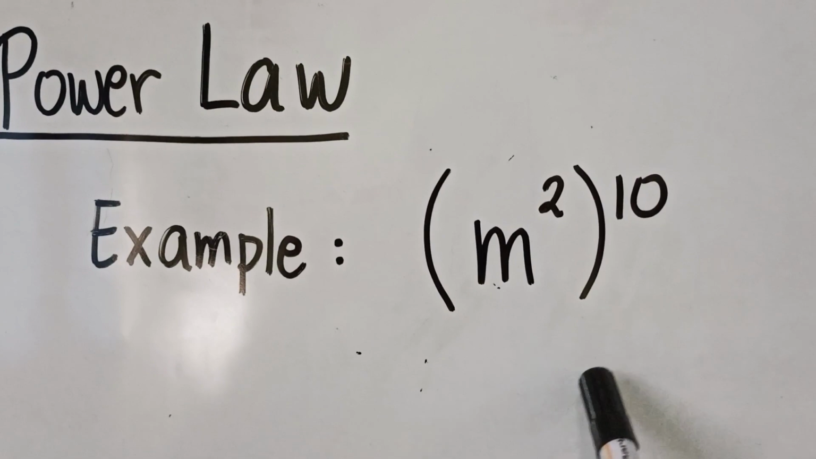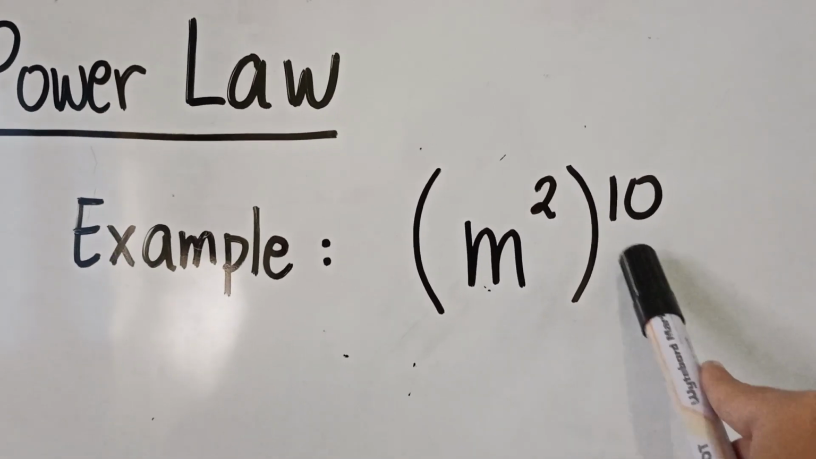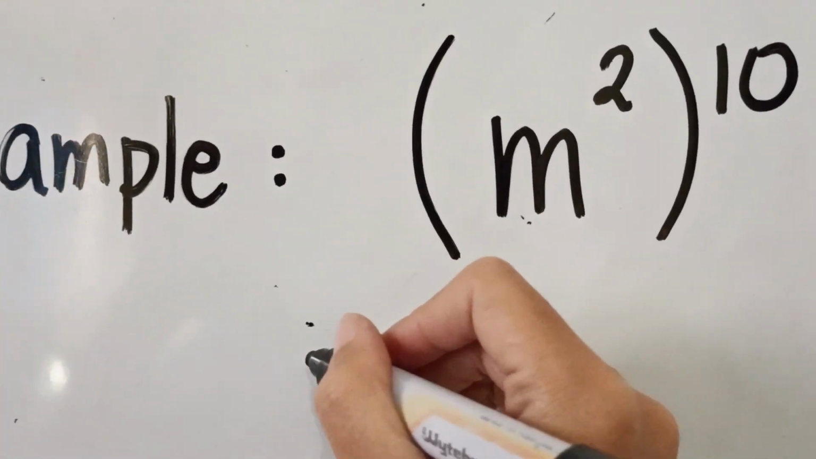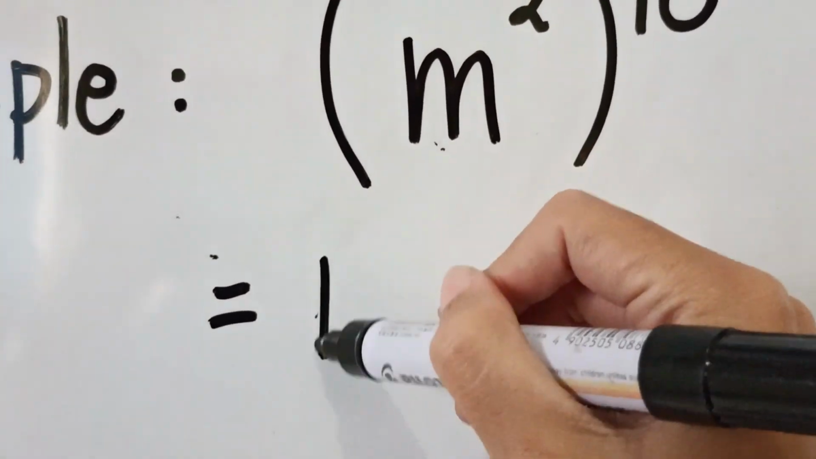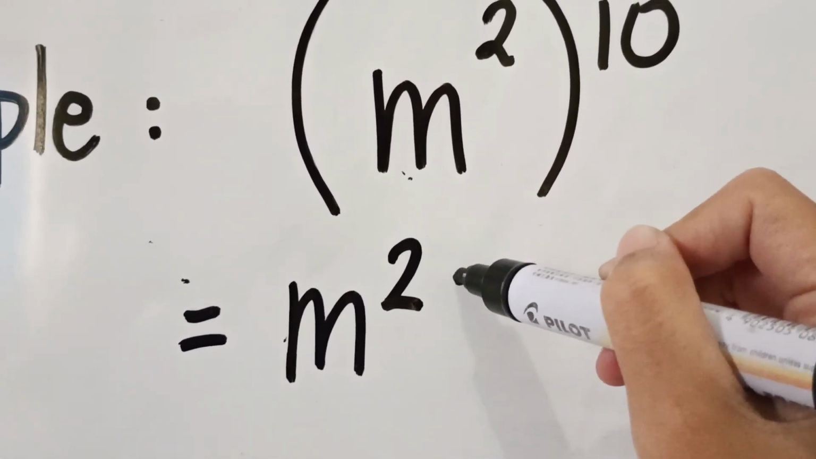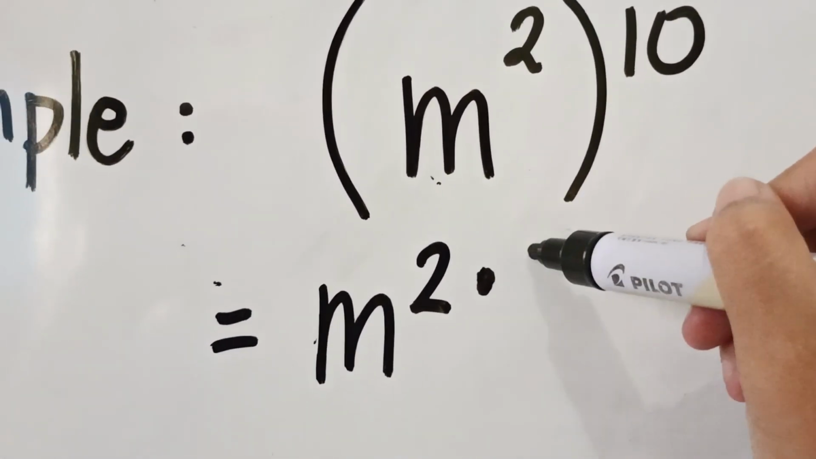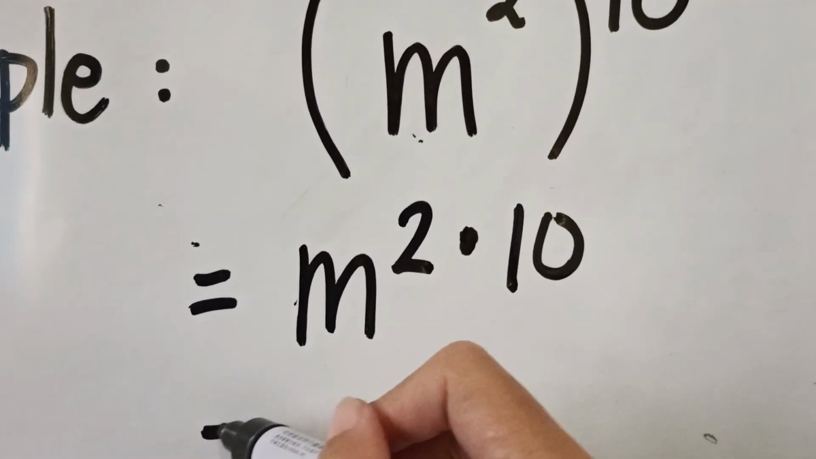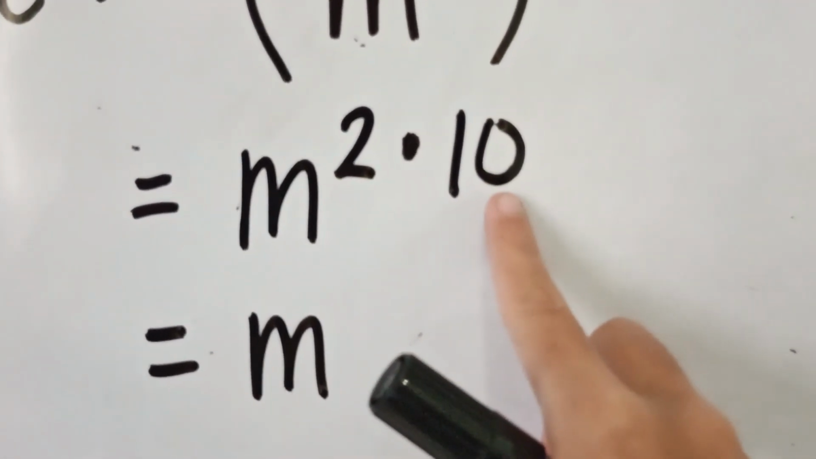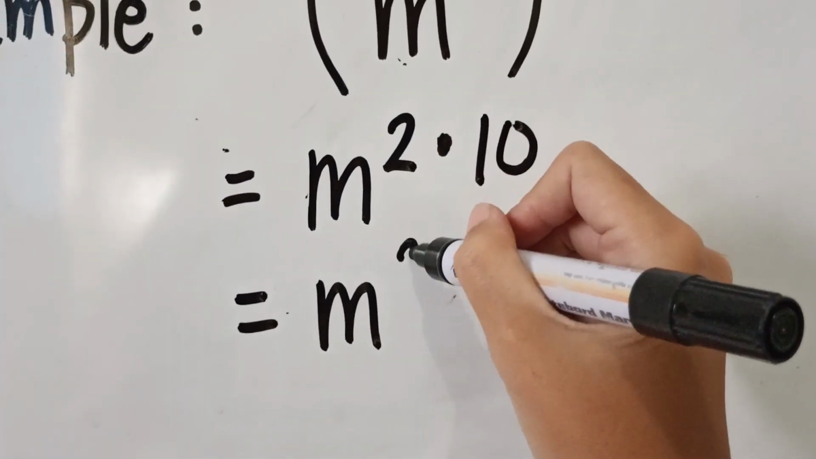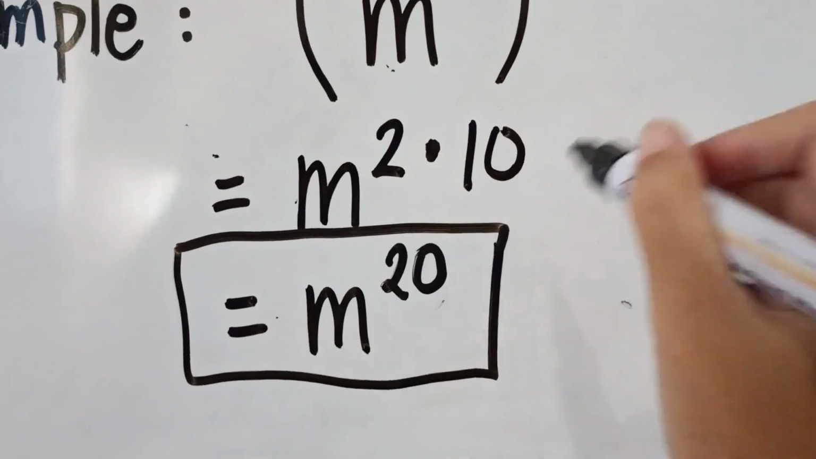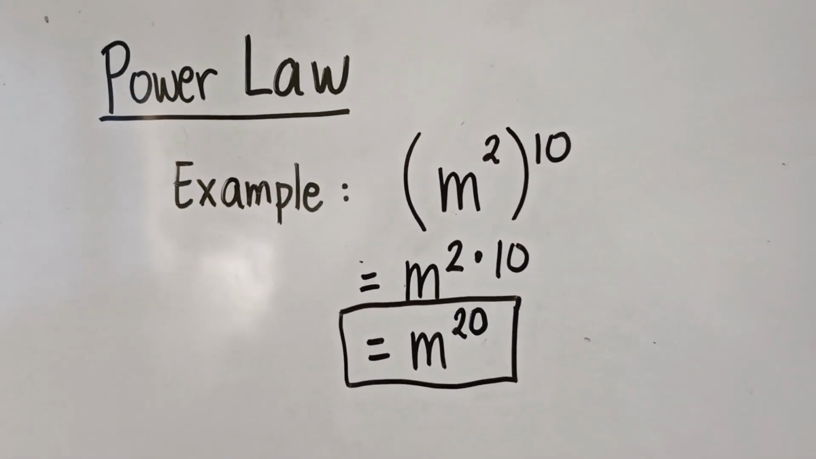Another example that we have here is the quantity m squared all raised to the power of 10. So first we copy m, then copy the exponent 2 times the external exponent, which is 10. Now, again, copy the variable and then multiply 2 times 10, which will give us 20. That's how we get the answer m raised to the power of 20.